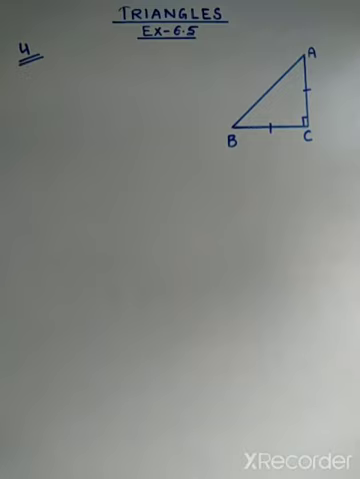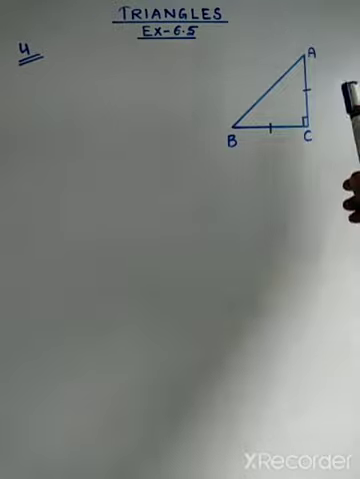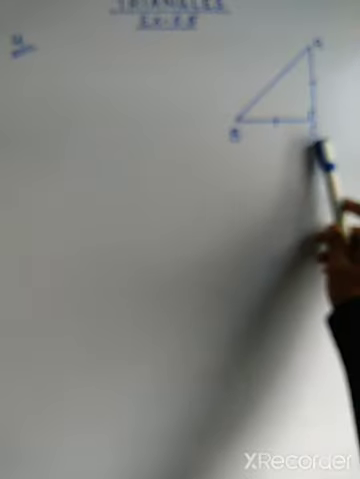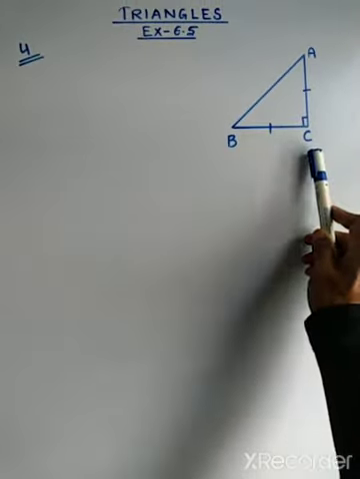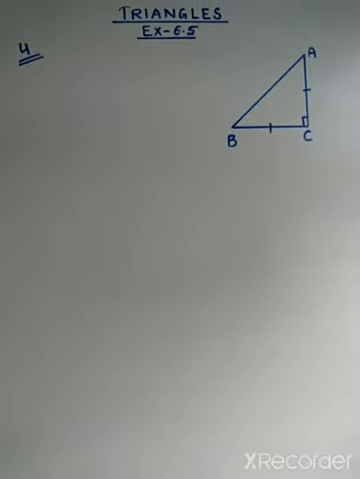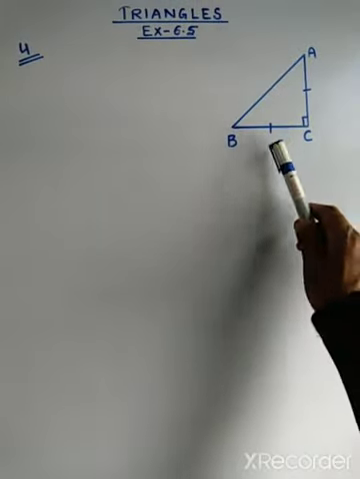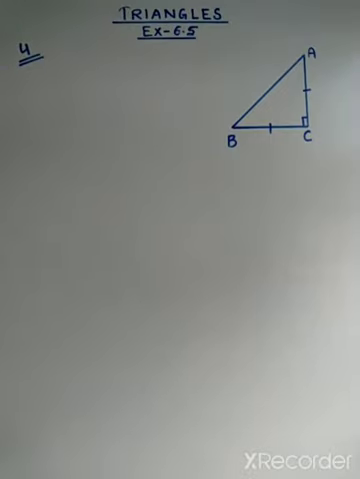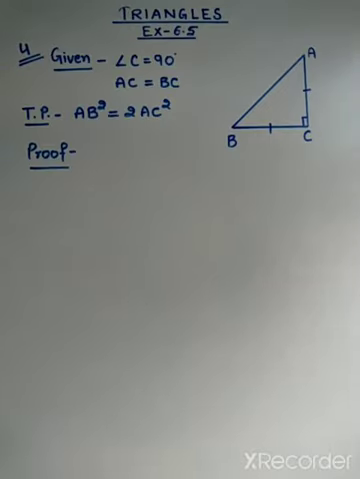Question number 4 is ABC is an isosceles triangle right angled at C. So we have to prove that AB square equals twice of AC square. So it is given that right angle at C and it is isosceles also. Isosceles means when two sides of a triangle are equal. So AC equals BC. It is also given in the question. Given angle C equals 90 degrees and AC equals BC. To prove AB square equals twice AC square.